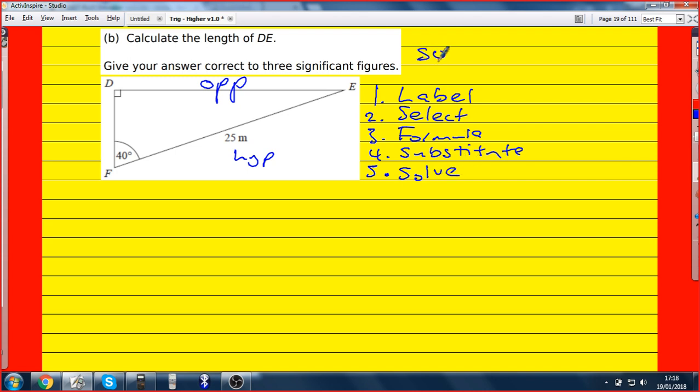Okay, so we labeled it. Next is select sine, cos, or tan. What's the formula for sine?